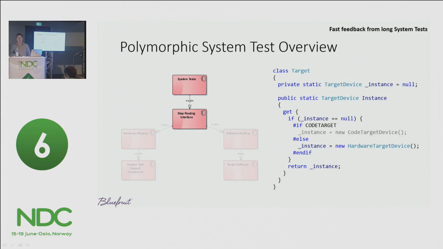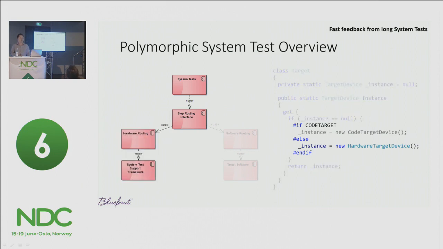To do this, we took the top level of the step routing and converted it into an interface that we could easily switch. When we wanted to run against the hardware, we created the hardware routing, which we already had. And when we wanted to run against the software on the development PC, we create the software routing.